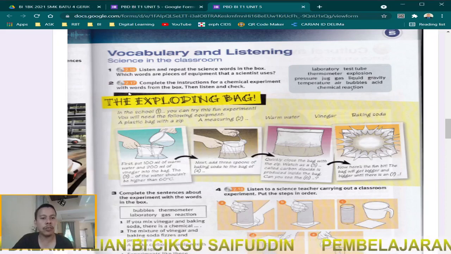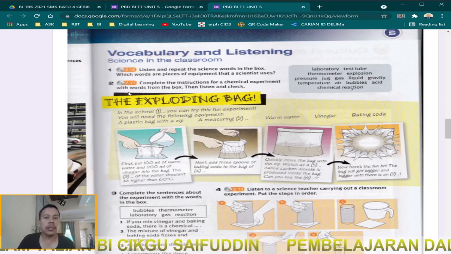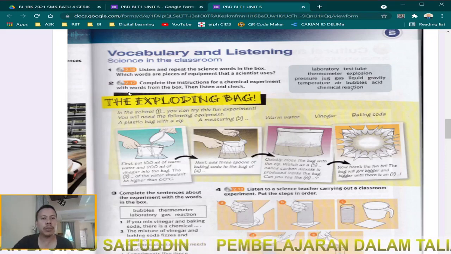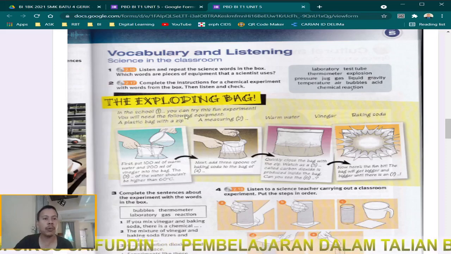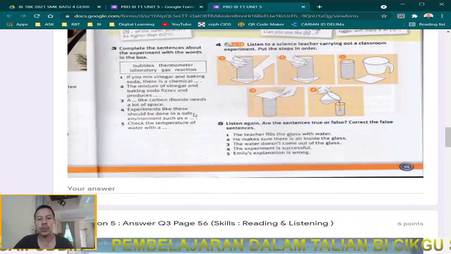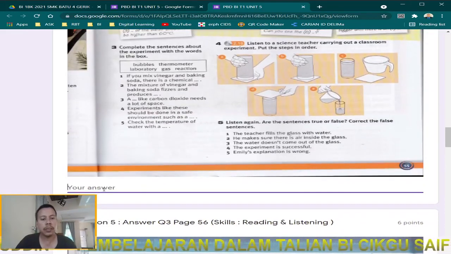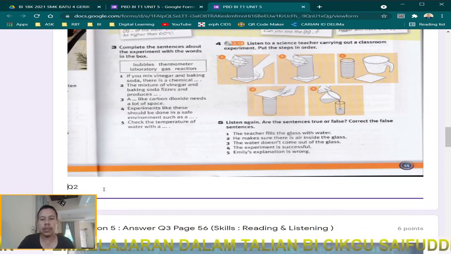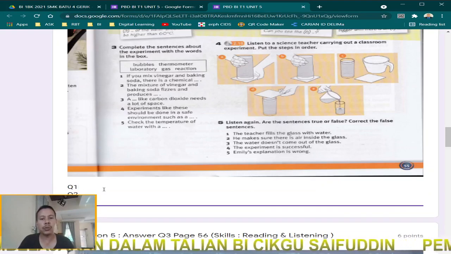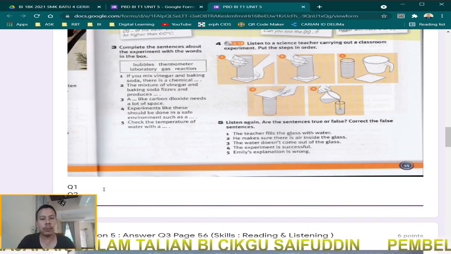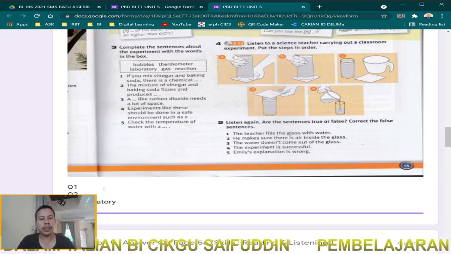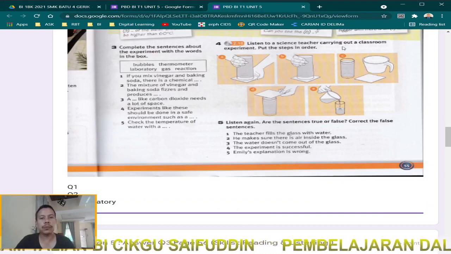Okay, that's the sound of an explosion, suara letupan. Okay, the exploding bag. Okay, in the school. So number 1 should be in the school laboratory. You can try this fun experiment. So for question 2, you can answer question 2. Don't forget to answer question 1, okay, by your own, and then question 2. Number 1 should be laboratory. Okay, and then number 2.